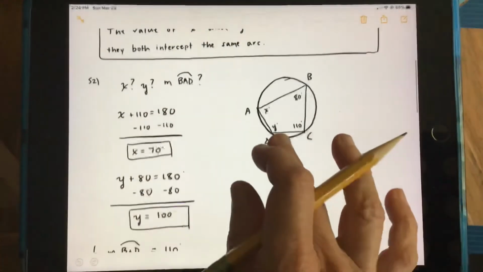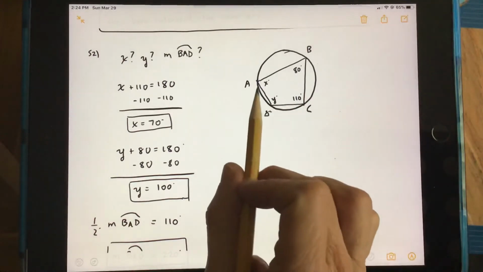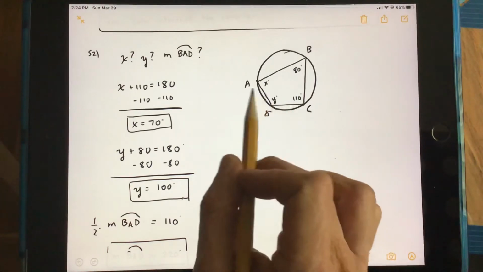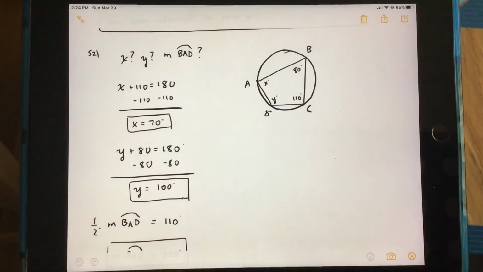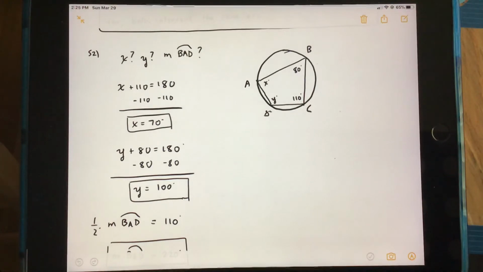Sample 2. We have 3 tasks on sample 2. We're going to find out the value of X, Y, and the measurement of arc BAD. So to figure out the value of X, we're going to recall that when a quadrilateral is inscribed inside of a circle, the opposite angles will be supplementary and add to 180 degrees. So we'll start with saying that X plus 110 is equal to 180 degrees. We'll solve that equation and find X is 70 degrees. To find out Y, again, the opposite angles in this quadrilateral will be supplementary because it's inscribed inside of a circle. So Y plus 80 is 180 degrees, and that will give us Y is 100 degrees.